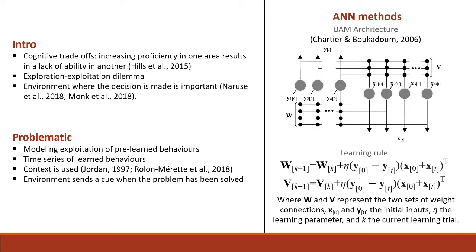In the framework of artificial neural networks, exploitation is observed when the network can iterate through many learned responses and stabilize on the correct one to solve a given task. More precisely, a bidirectional associative memory, or BAM, is used to accomplish such tasks where the context dictates which attractor the network should converge to. Here is the architecture and the learning rule.